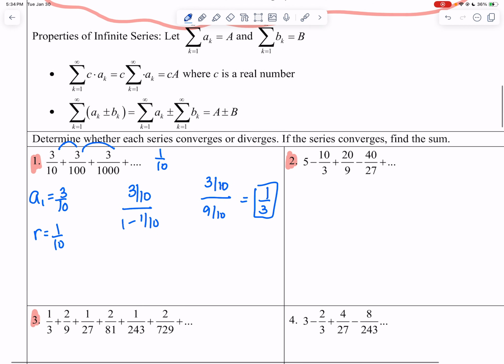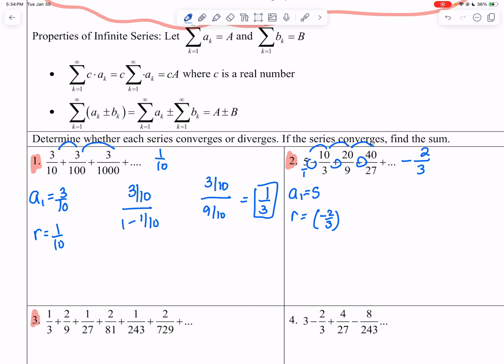Same thing with number 2. You know that your first term is 5. And then if I were to look at my common ratio, the top is being multiplied by 2. The bottom is being multiplied by 3. And then since my signs are alternating, negative, positive, you know that my common ratio is negative 2/3.